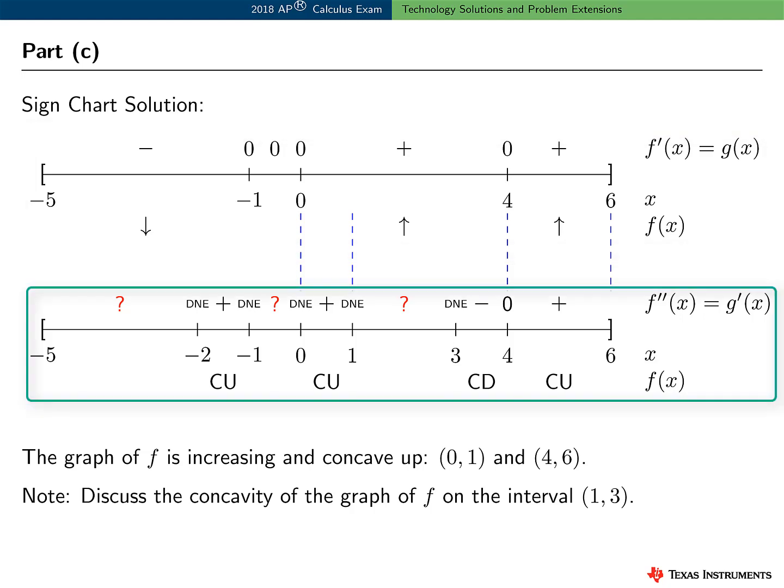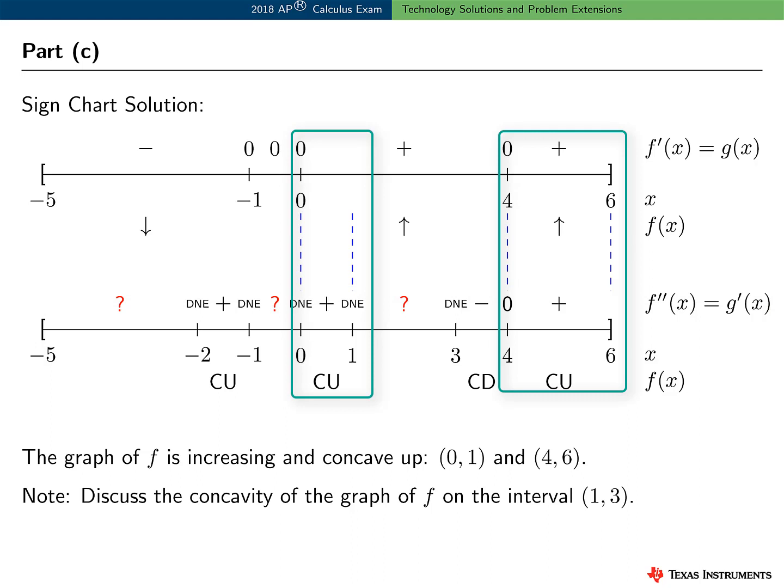Then I used the graph of g to construct a sign chart for f double prime. The tick marks are at values where the second derivative is 0 or does not exist. Using the graph of g, I placed an appropriate sign in each interval. And this tells me where the graph of f is concave up or concave down. The graph of f is concave up on the intervals 0 to 1 and 4 to 6.